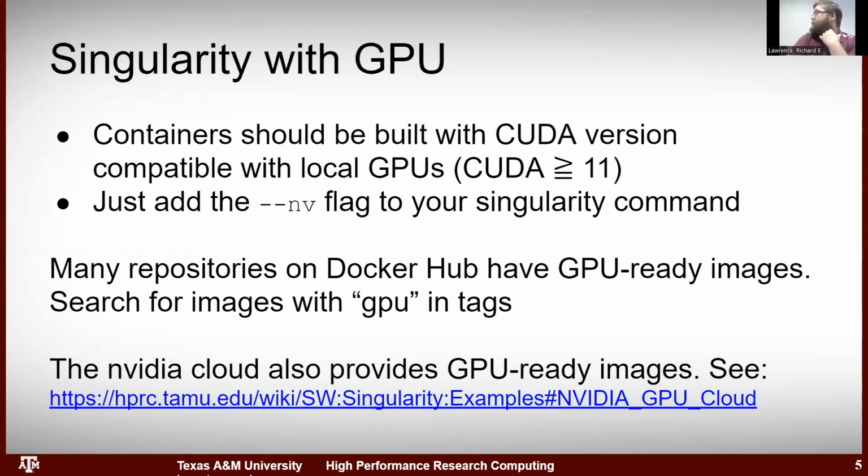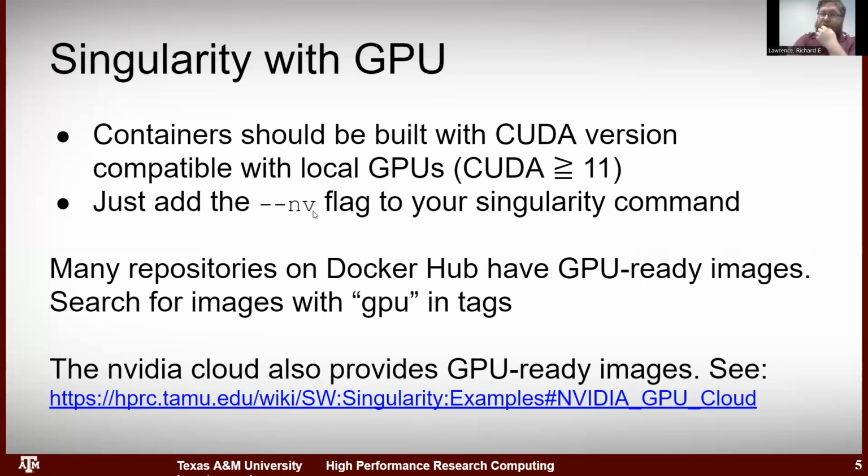Two requirements. First of all, the container has to have been built using a version of CUDA that is compatible with our graphics cards. So on Grace, that means you need CUDA 11 in the container. It is the responsibility of the container developer to ensure that that is the case. And next, you just add the --nv flag, short for NVIDIA, to your Singularity command to let Singularity know to do the work of setting it up.